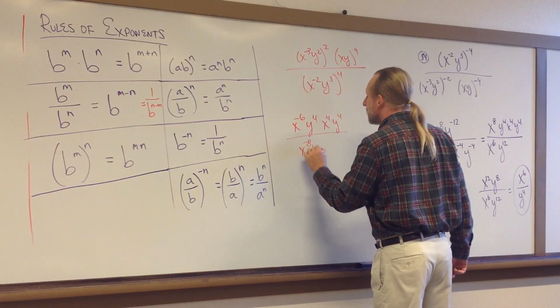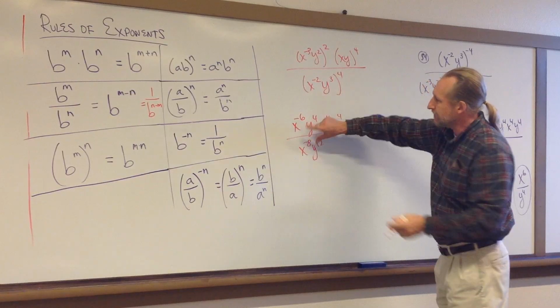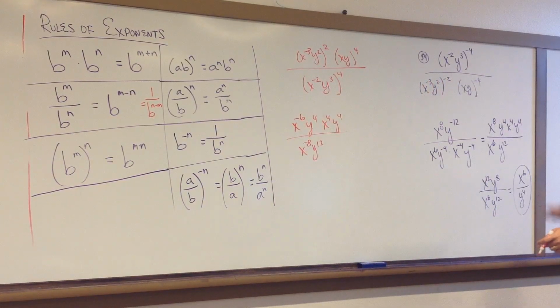X to the negative 8th, y to the 12th. And then we have to swap these two. And I think after we do that, we just end up with this. Okay? And that'll take us to the same answer there.